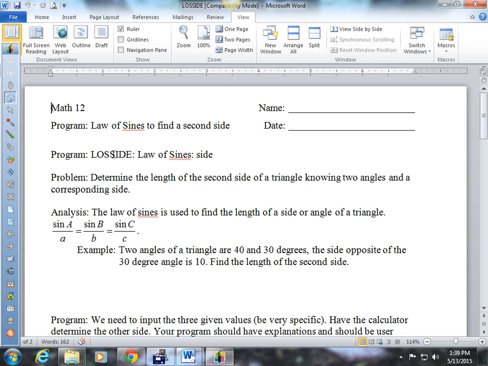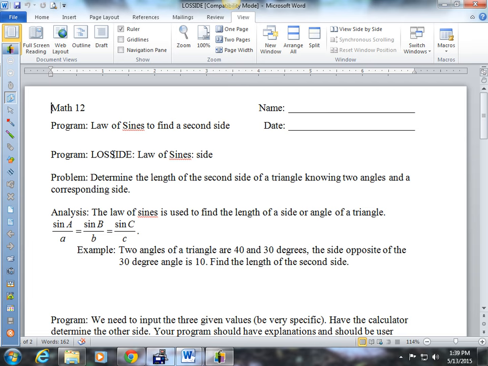And then the other one we're going to have is lost angle. LOS for law of sines to find an angle. Now, as we look at these programs, are these ones going to be if-then testing ones, or are these just going to be basic straight-line programming? These are just basic straight-line programming, right? I'm going to input the values, I'm going to have it compute the law of sines, and then it's going to spit out an answer to me.